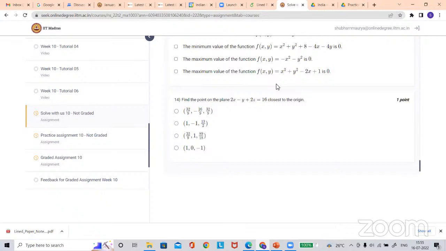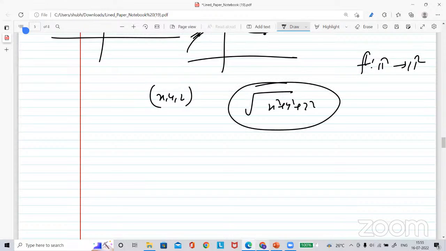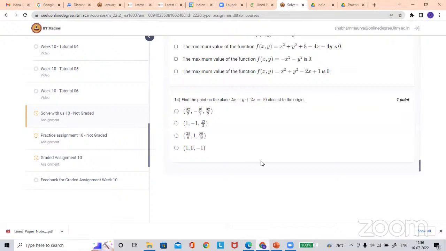So how will you get that? Firstly, I use the distance between X, Y, Z and the origin by the distance formula. Yeah, the same thing. What is the idea? Suppose your point from the plane is X, Y, and Z. Then I have to minimize the distance equation, right? Yes. Okay, you have to minimize it.